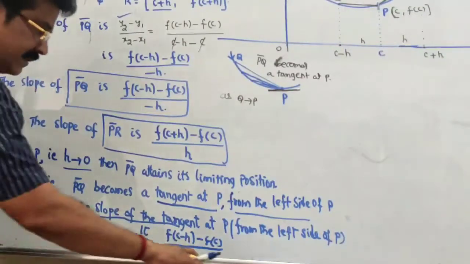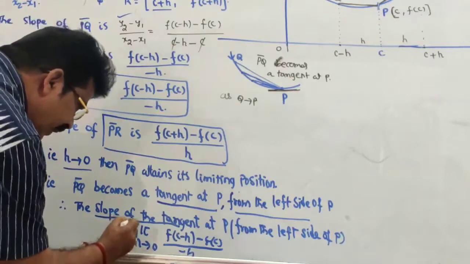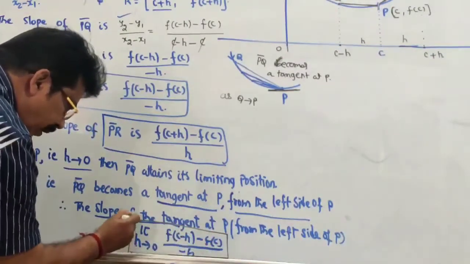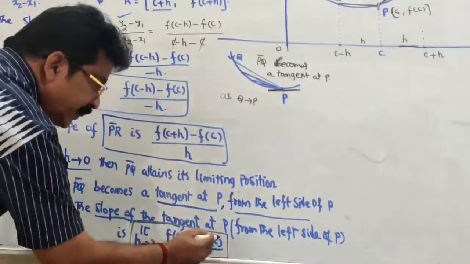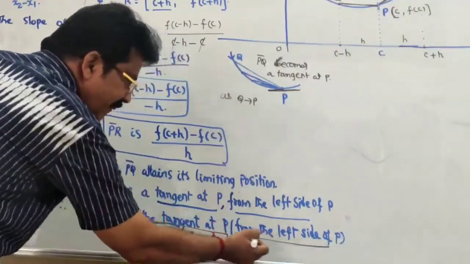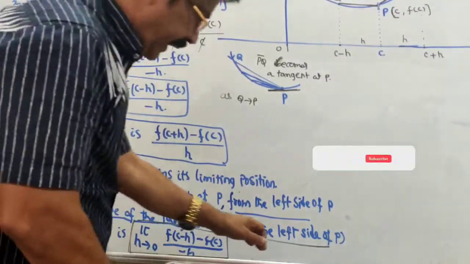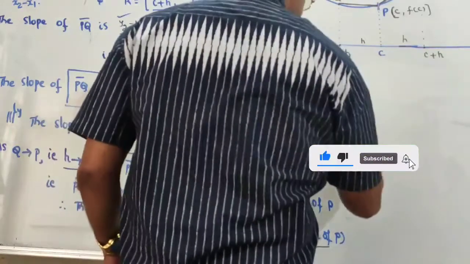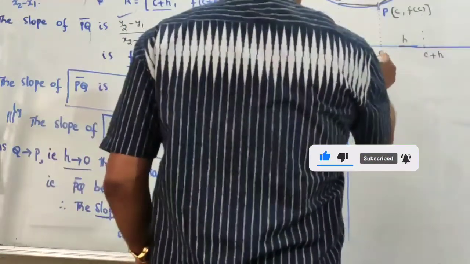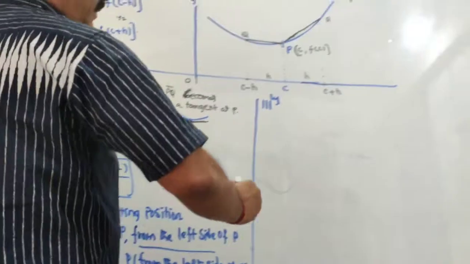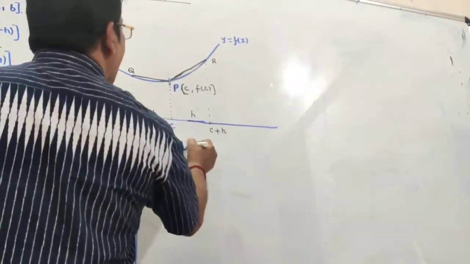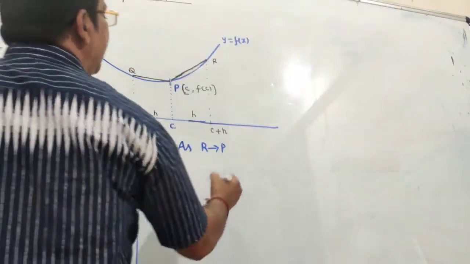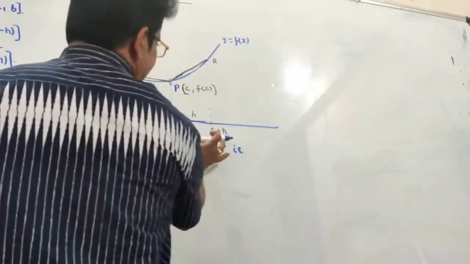That's why this limiting value is called the slope of the tangent at P, especially that from the left side of P. Okay, this is one side. Next, another side. Similarly, you come here.